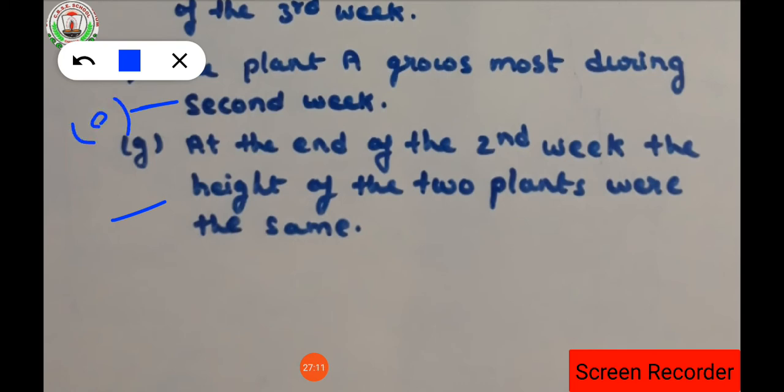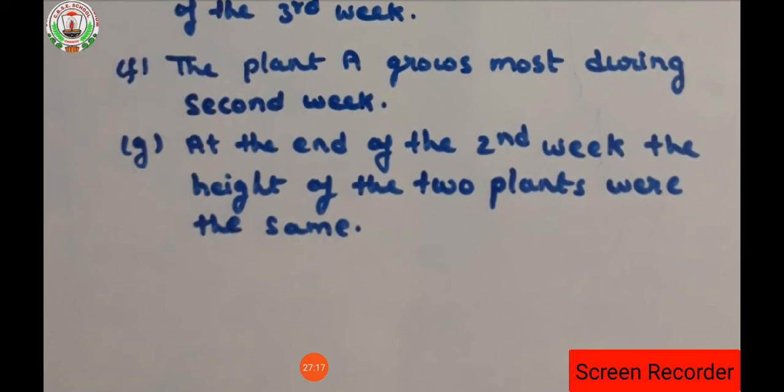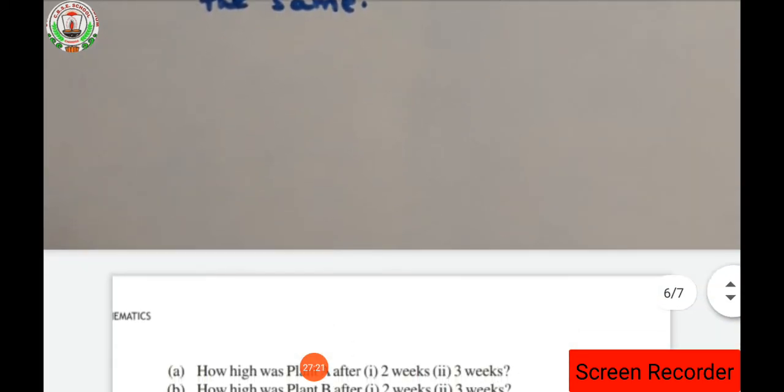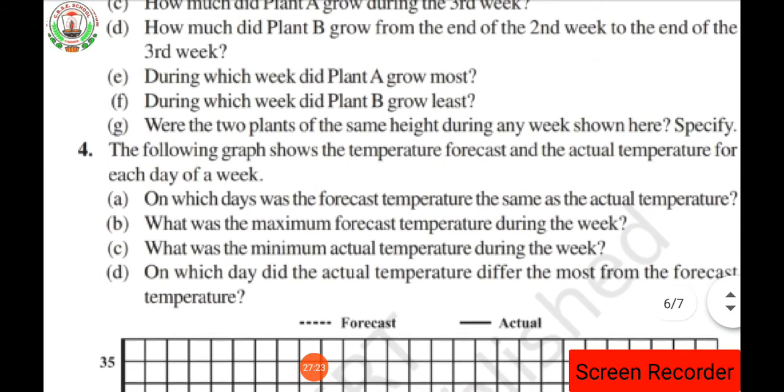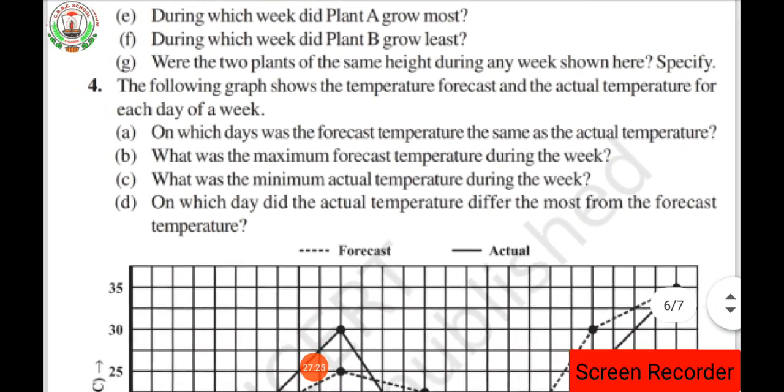And the F part is asking about the growth of the plant B. So it will remain the second week, isn't it? So you can do it as homework. So clear up to here? So the next question is question number 4.